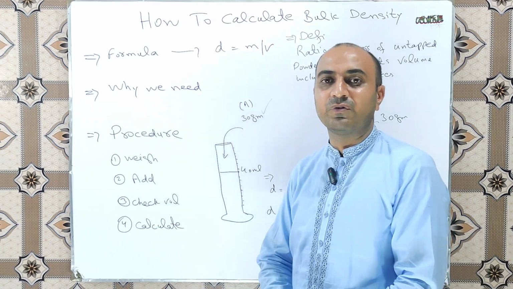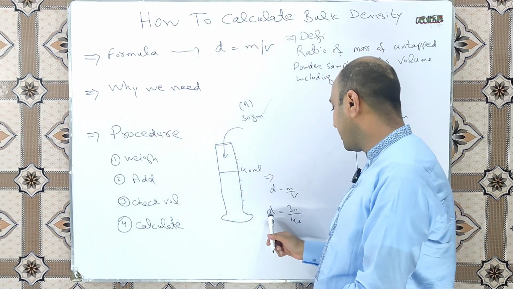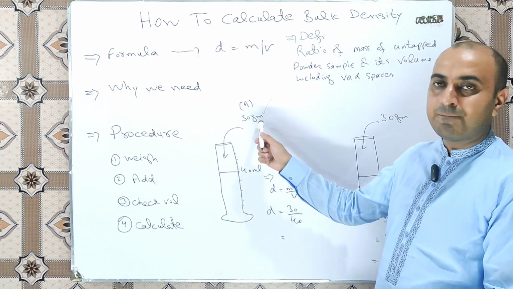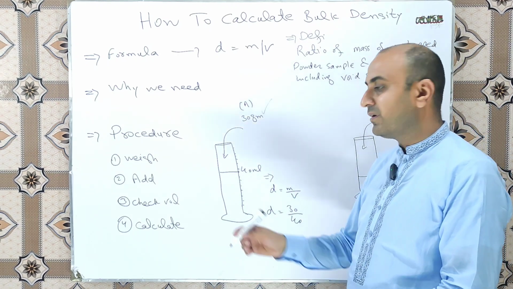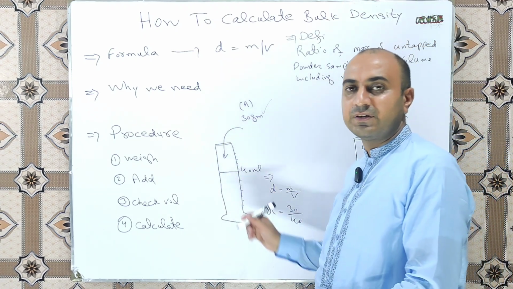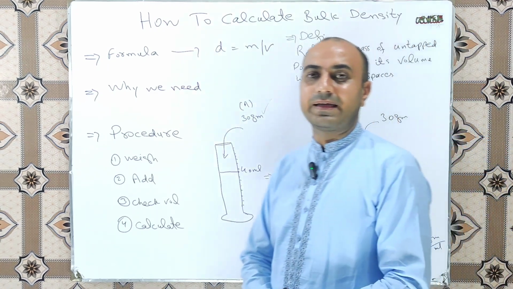In step 4 we will calculate the bulk density by applying the formula D is equal to M over V. Suppose weight was 30 gram and when we add in the measuring cylinder the volume occupied was 40 ml. So 30 over 40, the answer is 0.75 gram per ml.